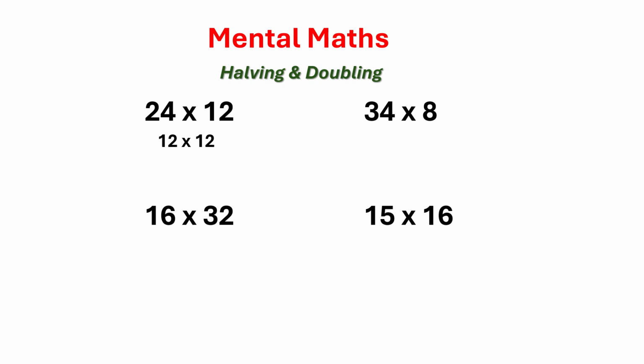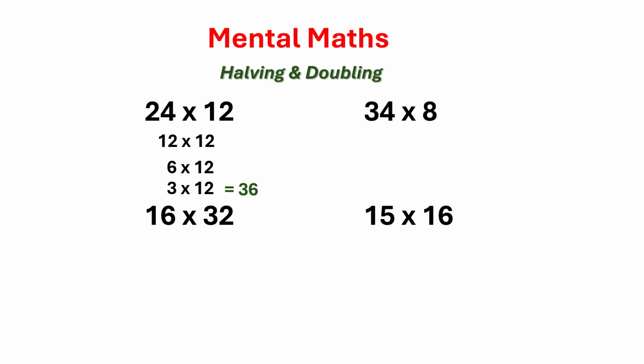I don't. So I'll halve one of them again. So I'll do 6 times 12. I don't know what's 6 times 12. So I'll halve again. Let's do 3 times 12, which is 36. Now, if 3 times 12 is 36, what's 6 times 12? It's just double of 36.